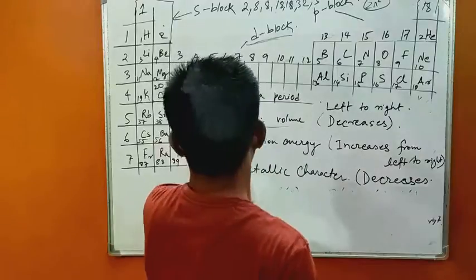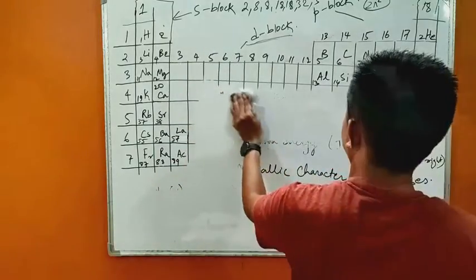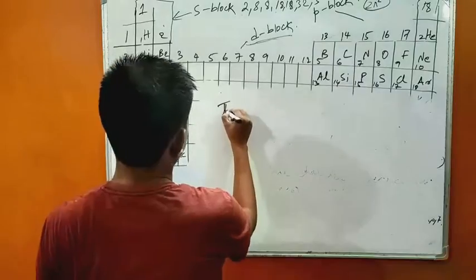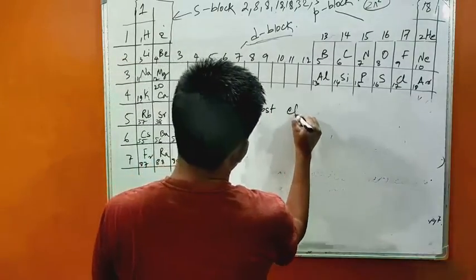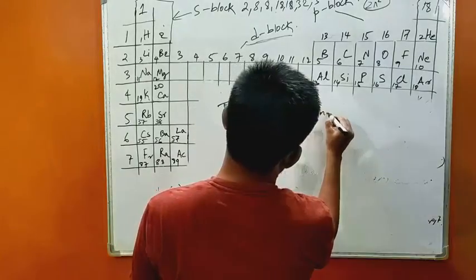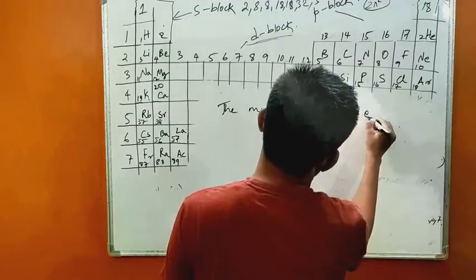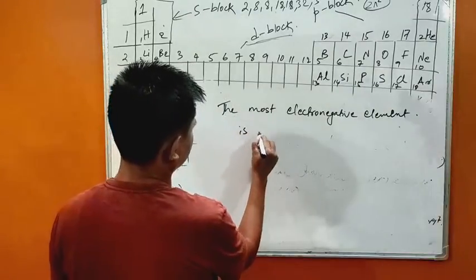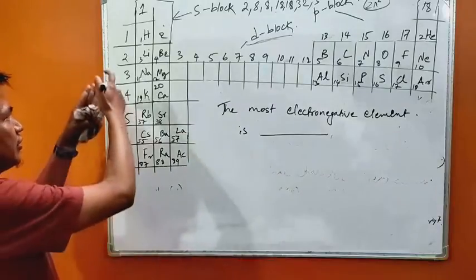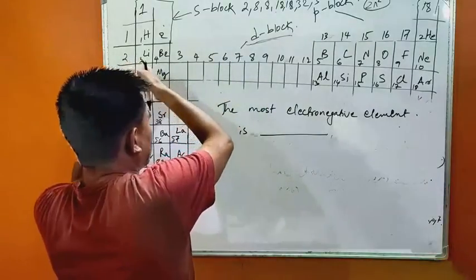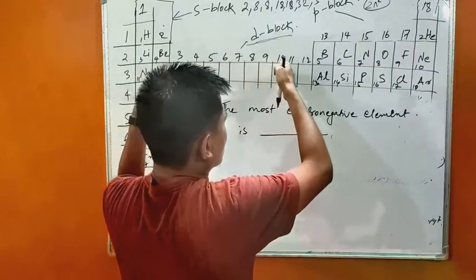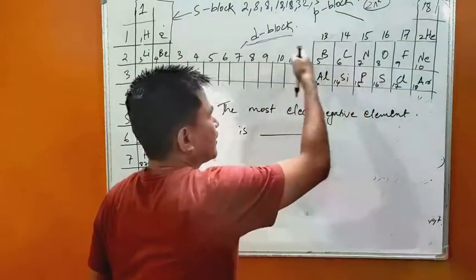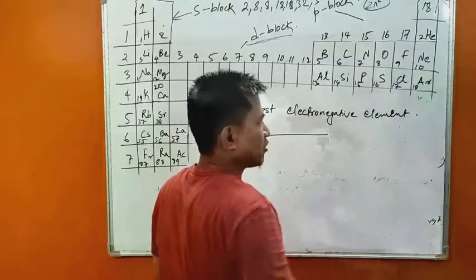Now let me ask you one question. The most electronegative element is dash. Which is the most electronegative element? As you move from left to right, metallic character decreases and non-metallic character increases, isn't it? That means as you move from left to right, non-metallic character increases.